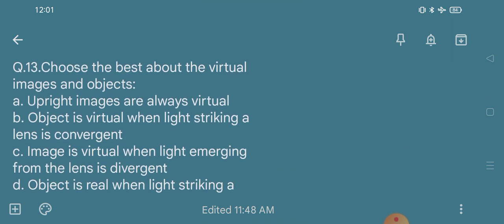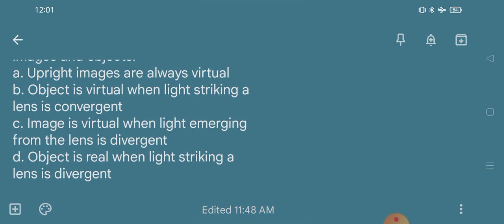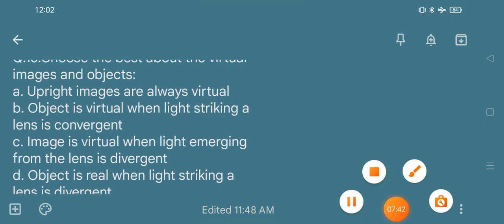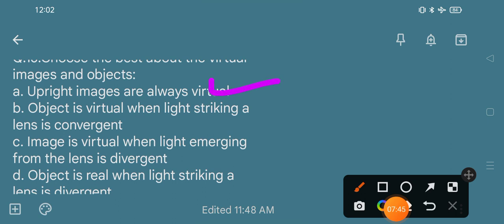Question number 13. Choose the best about the virtual images and objects. Option A upright images are always virtual. Option B object is virtual when light striking a lens is convergent. Option C image is virtual when light emerging from the lens is divergent. Option D object is real when light striking a lens is divergent. The correct option is option A, that is upright images are always virtual.